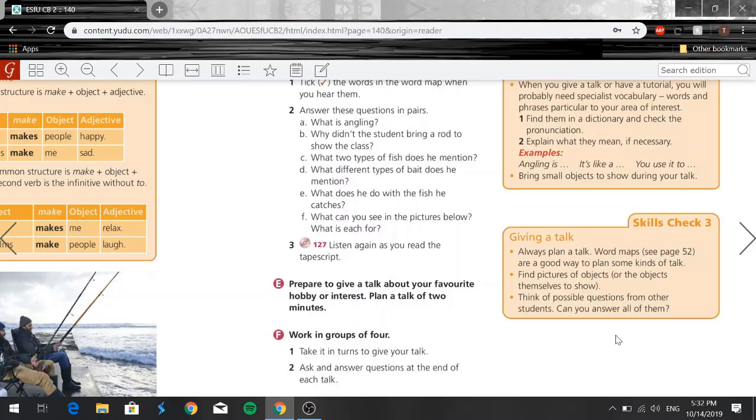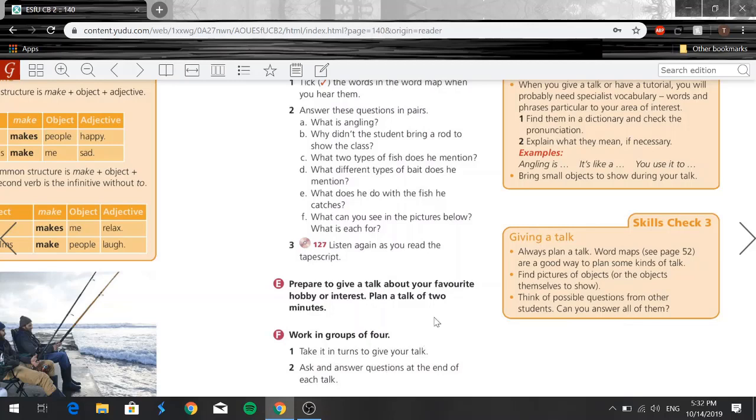You could also think of possible questions from other students. Can you answer all of them? Well, when giving a talk, you gotta understand that there might be the possibility that someone will either interrupt or, after you're done, will ask you questions about your topic. So always be prepared for said questions.